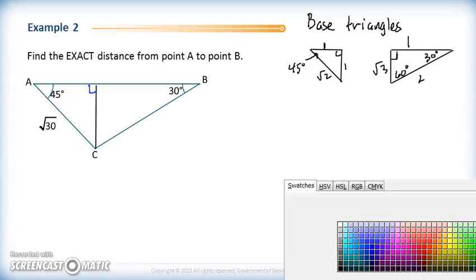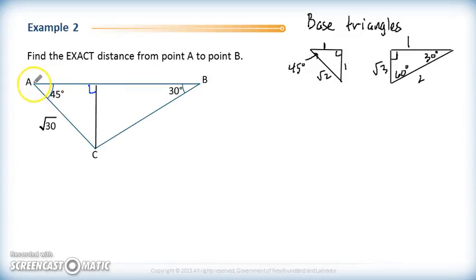We have to find the exact distance from A to B. So we're going to do that in stages. We're going to find the value of x right here, I'll call it, and the value of y right here. Notice how I've oriented my two basic triangles the same way they are oriented in the diagram. Makes it a little easier to visualize.